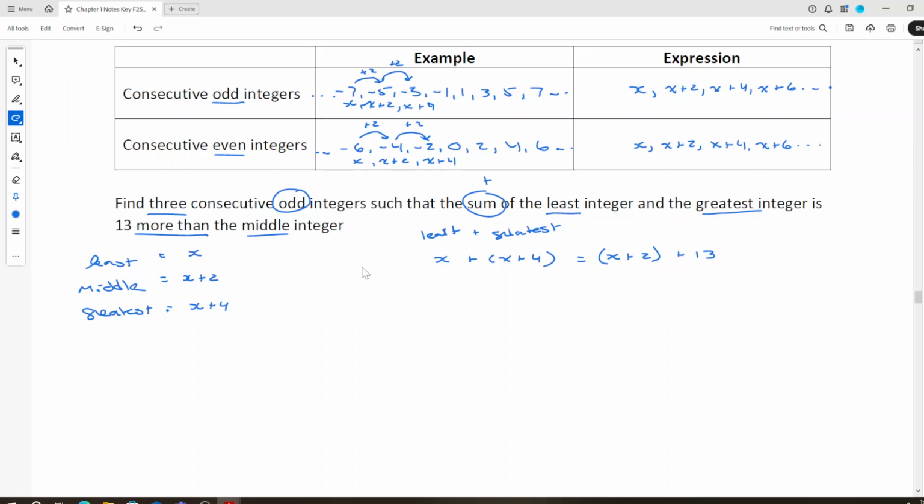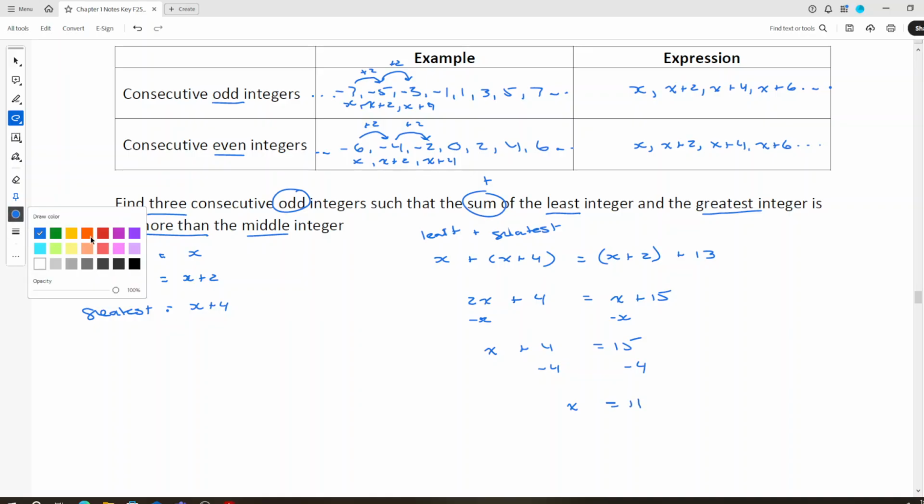And then you solve. So I'm going to collect like terms. I have 2x plus 4 on the left. On the right, I have x plus 15. I'm going to put my x's on the left, so I'm going to minus x, minus x. I get x plus 4 is equal to 15. Then I'm going to minus 4, and I get x is equal to 11.